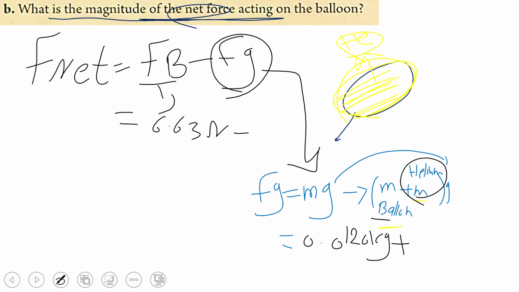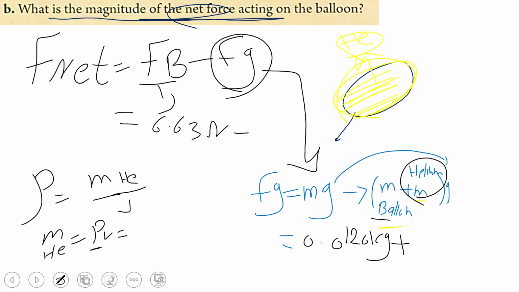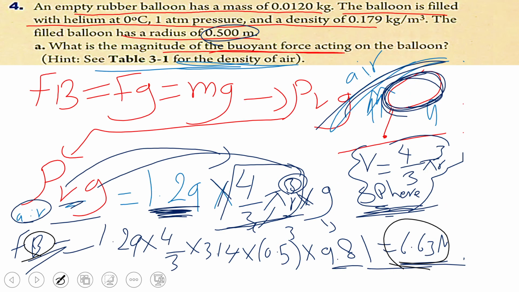But we have another rule to find the mass of the helium. According to the density rule, density equals mass over volume. Find the mass of the helium. Mass of the helium equals rho V. And we know the density of the helium is 1.29, because this is the mass of the helium, so you have to write the density of the helium times the volume. Guys, if you remember, in the previous example we wrote this rule.